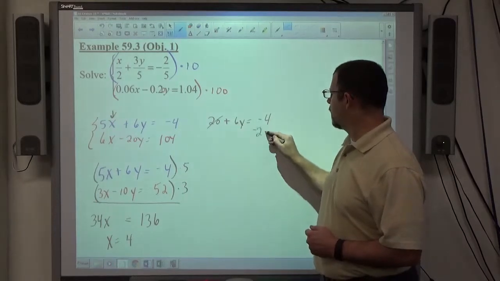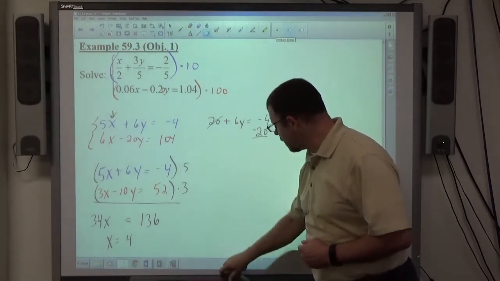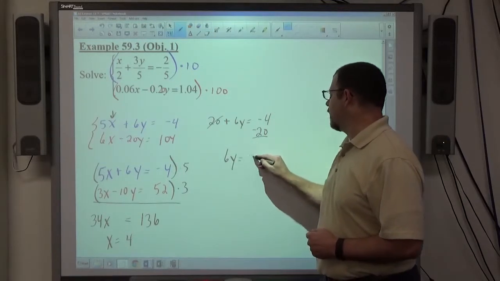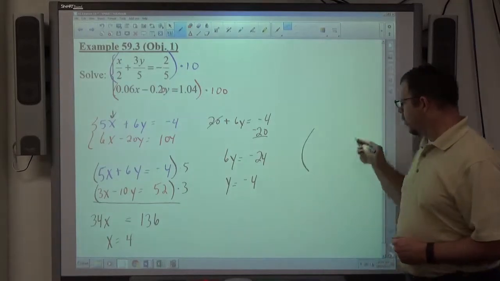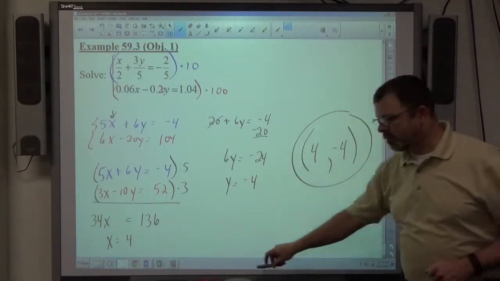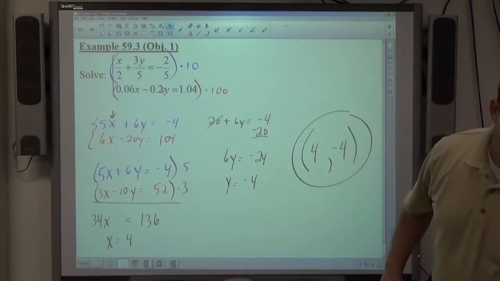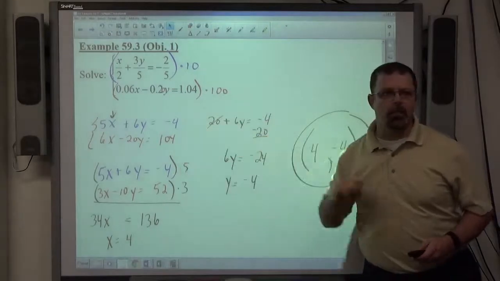Move the 20 over here. That gets me positive 6y. I'm ahead of myself here. Positive 6y is equal to negative 24. We divide by 6, we get y is equal to negative 4. We write an ordered pair, x first, y second. So again, it's just elimination substitution. You just have to modify the problem a little bit before you actually start doing it.